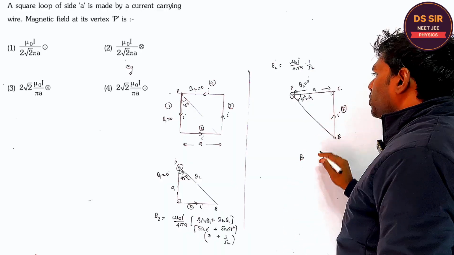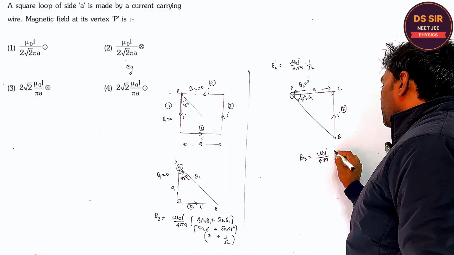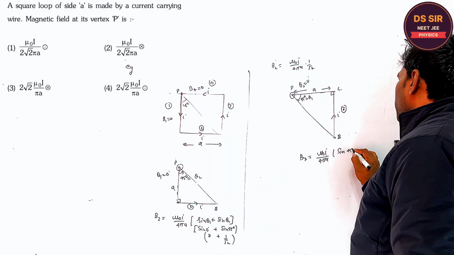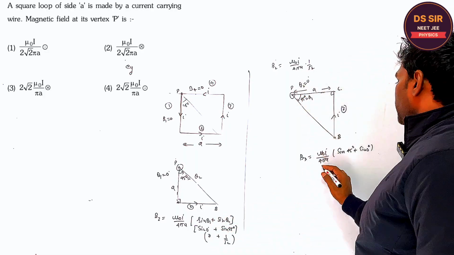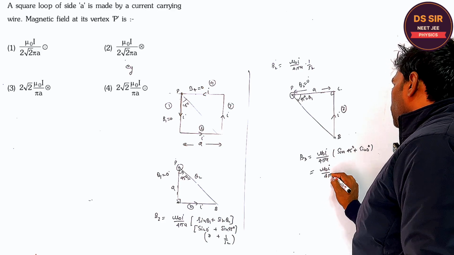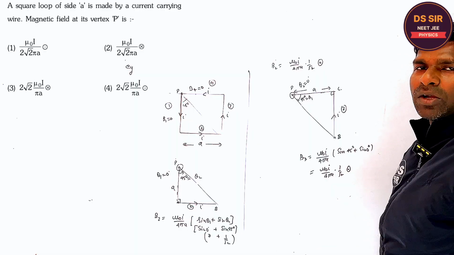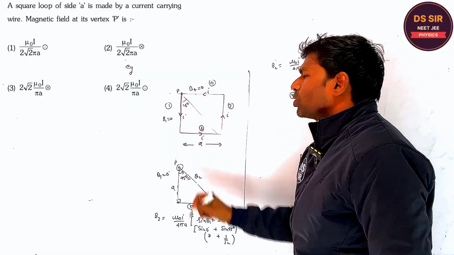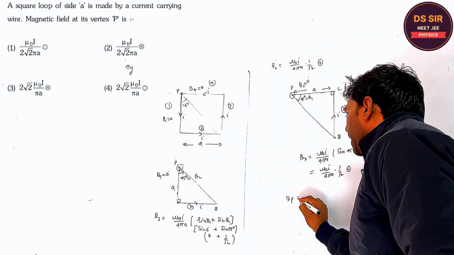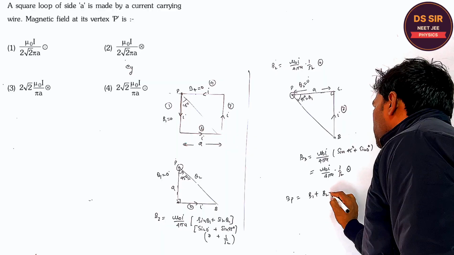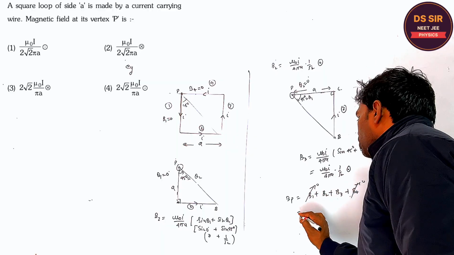So if this portion is the third portion, B3 is what? Same, mu naught I upon 4 pi A, sine 45 plus sine 0. The same calculation we have to do, and we will get the same answer, mu naught I upon 4 pi A, 1 by root 2. It is out of the board, and this magnetic field is out of the board. So due to all portions, 0 plus 0, B2 plus B3. So the B at point P is B1 plus B2 plus B3 plus B4. This value is 0, this value is 0.